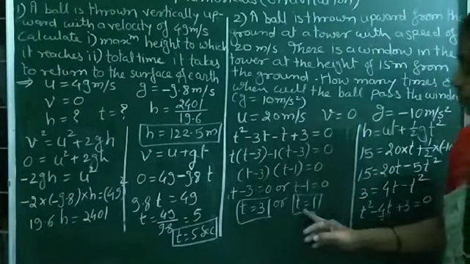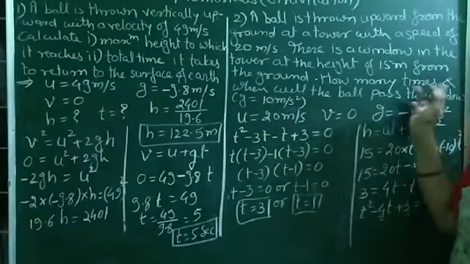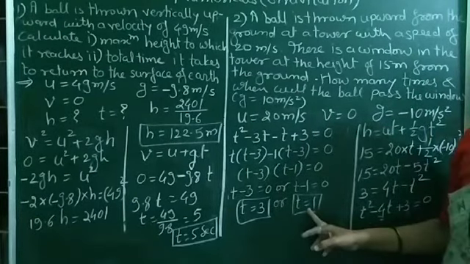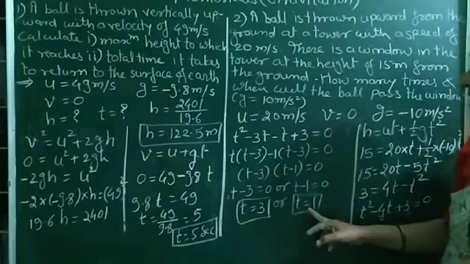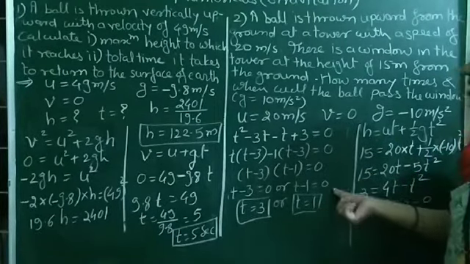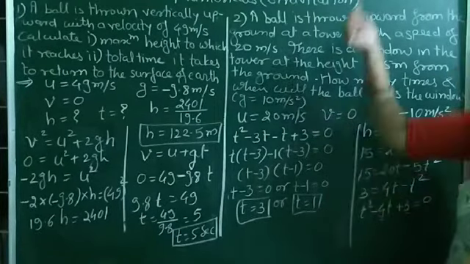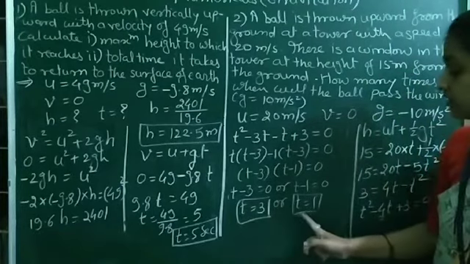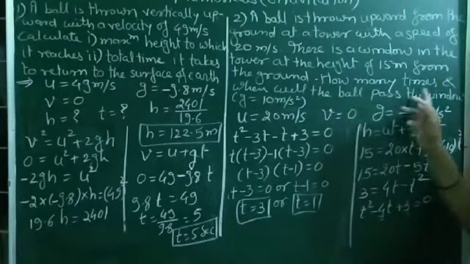So what is our next? When will the ball pass the window? When t is equal to 1 second or t is equal to 3 seconds. It means after 1 second it passes the first time, and after 3 seconds it passes the second time. So these are the times when the ball passes the window.